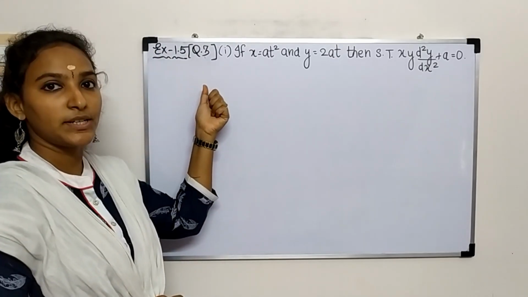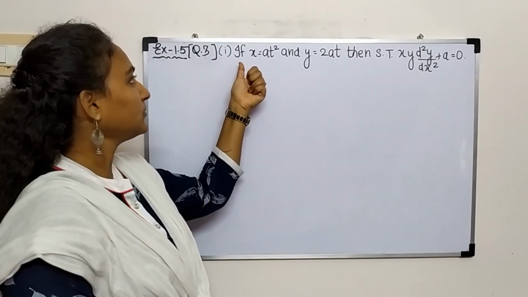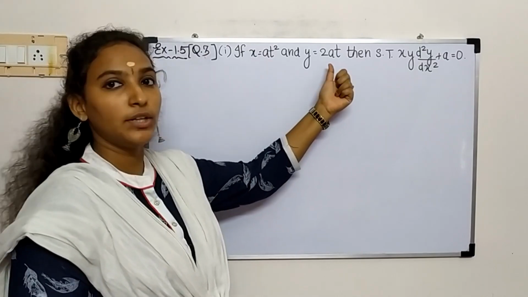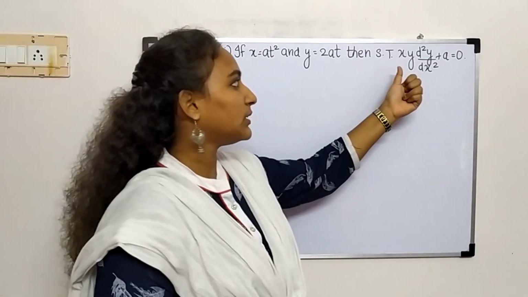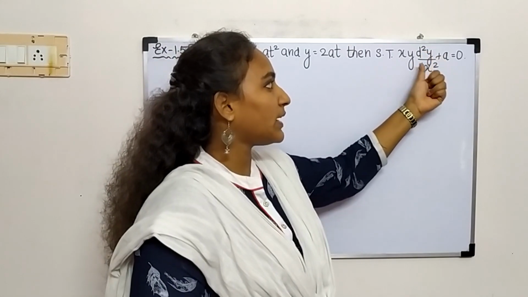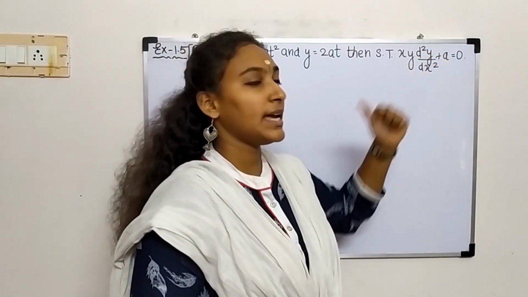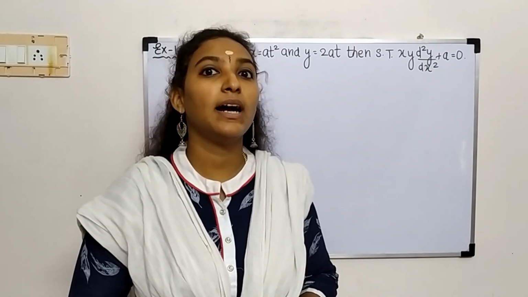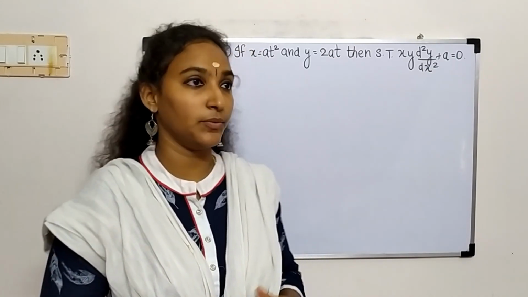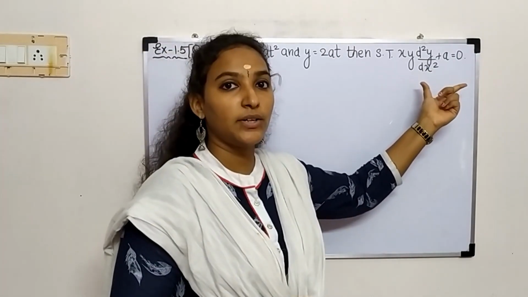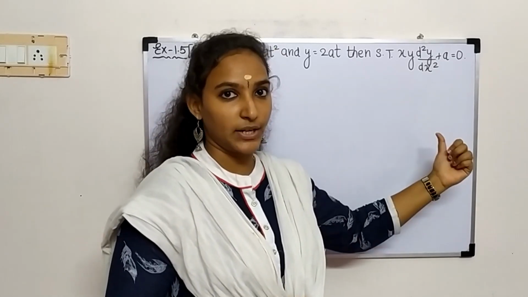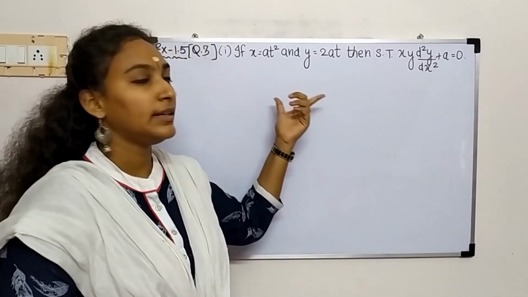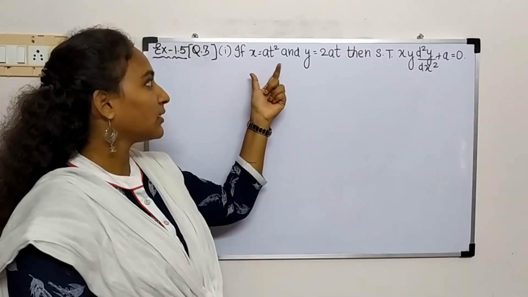So this is the first question. We have: if x equals a t square and y equals 2at, then show that xy d square y upon dx square plus a equals 0. As we know, we are dealing with higher order derivatives. Here we are going to find the first order derivative first, then the second order derivative. Okay, let's start with this.